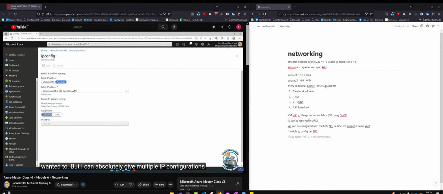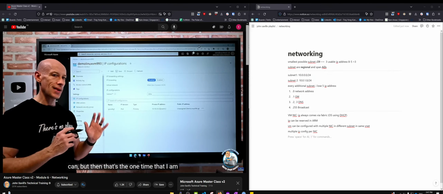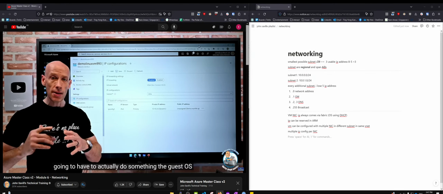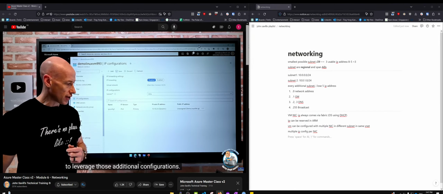But I can absolutely give multiple IP configurations to a particular NIC. And if I do multiple IP configurations, then I have to manually, inside the guest, do configuration for those, because obviously there's no way for DHCP to give out multiple IP configurations to a single NIC. It just doesn't work that way. So if I do want to do multiple IP configurations, realize I can, but that's the one time that I am going to have to actually do something in the guest OS to leverage those additional configurations.